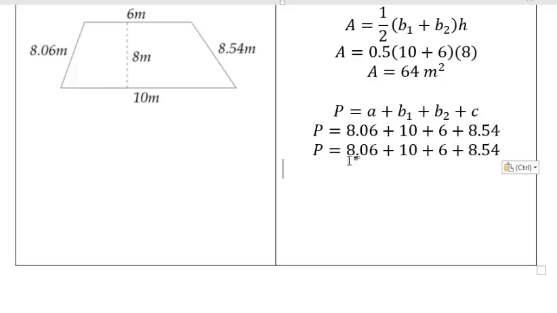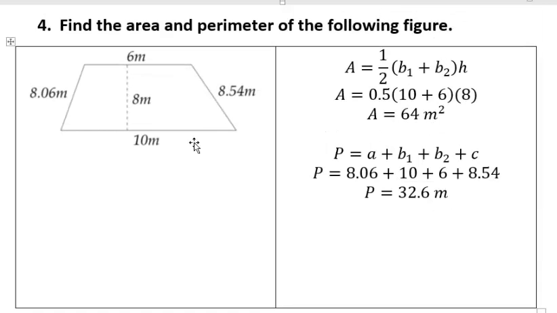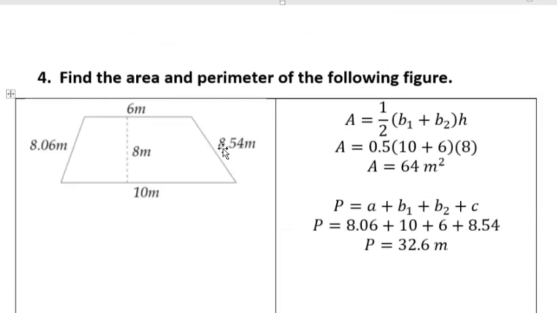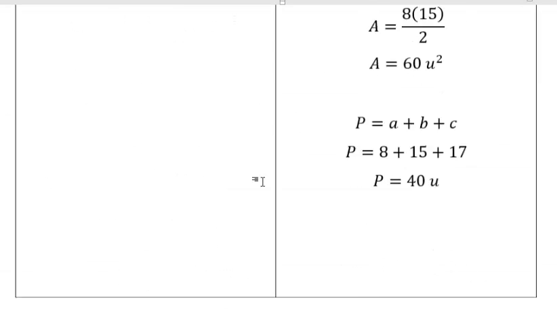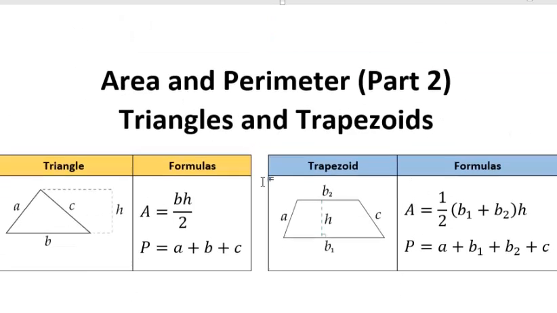This sum is going to give you 32.6. So the answer will be in this case 32.6. Because the units are meters, I'm going to put meters. I'm finding perimeter, so I'm not going to square it. It's going to stay like that, a linear unit. And that will be it. That's how we find area and perimeter for triangles and for trapezoids.